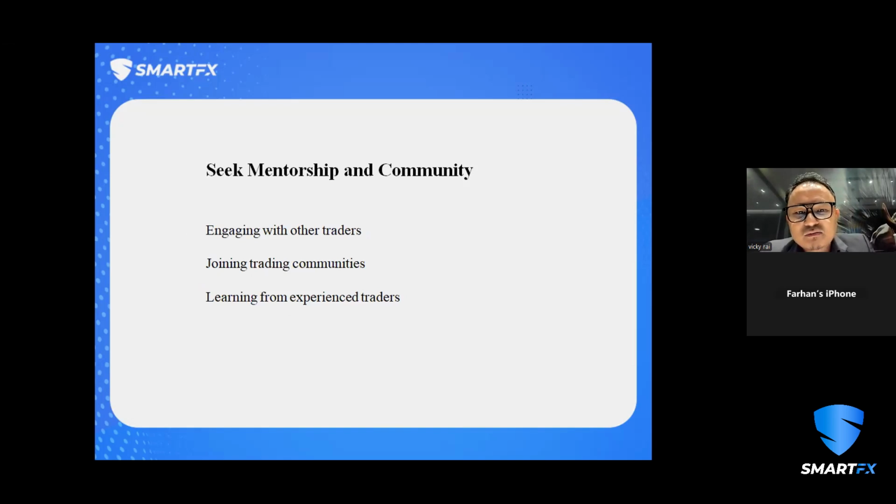Okay, seek mentorship and community: engaging with other traders, joining trading communities, learning from experienced traders. So this is also very, very important. See, trading is not a small game, it's a big ocean. The market itself evolves. So engaging with other traders will give you insight and information about what's happening in the market.